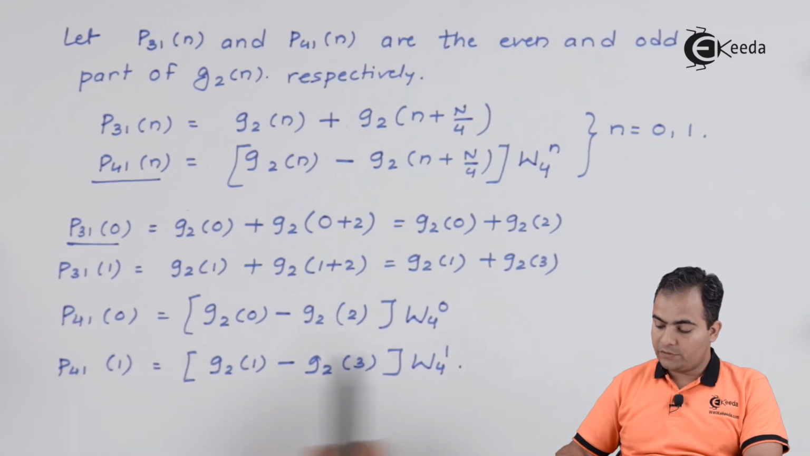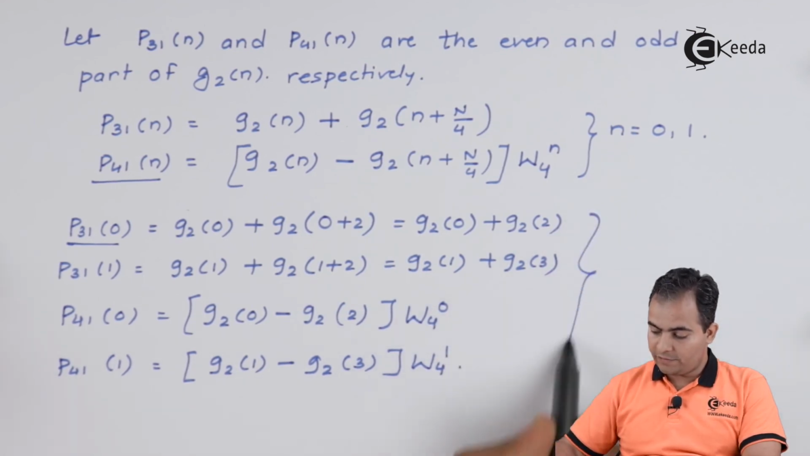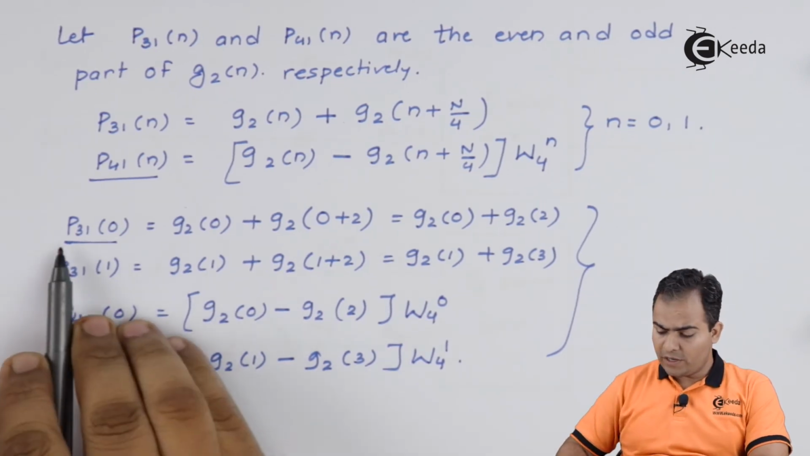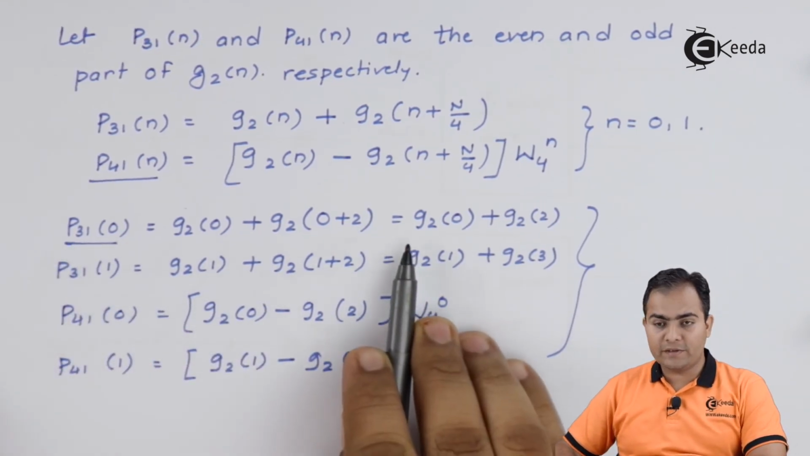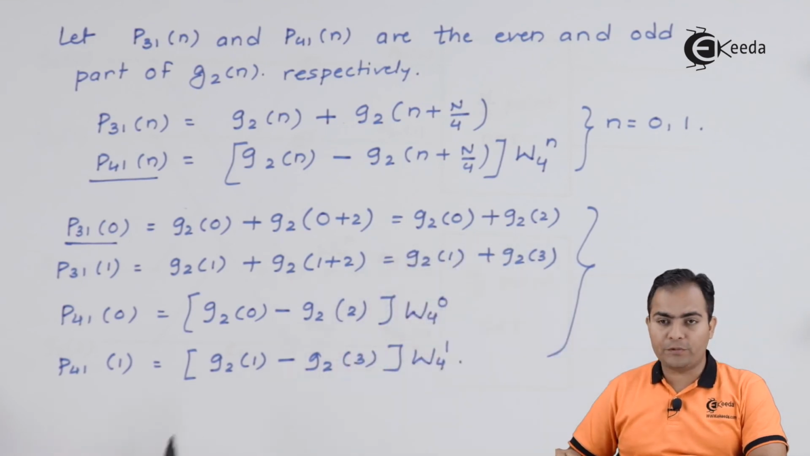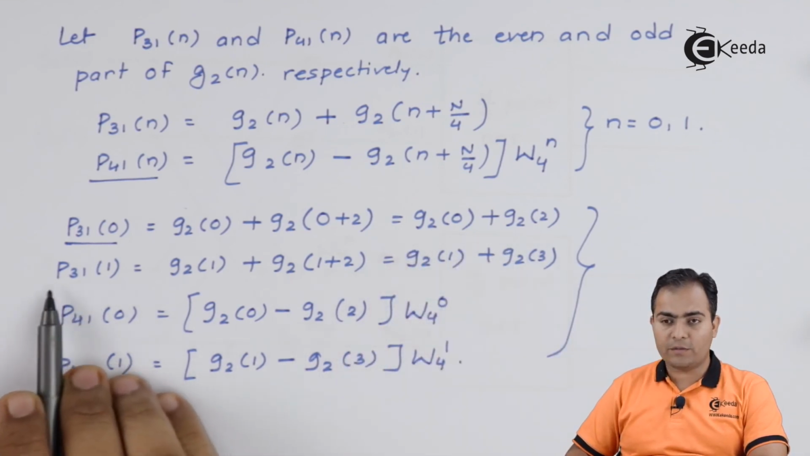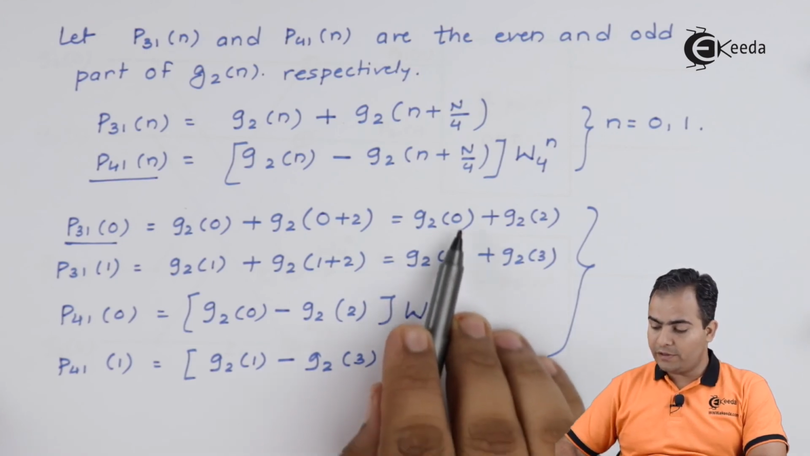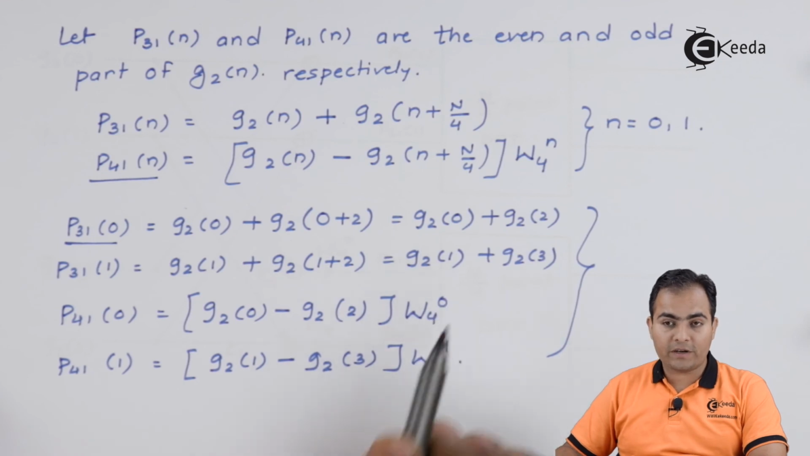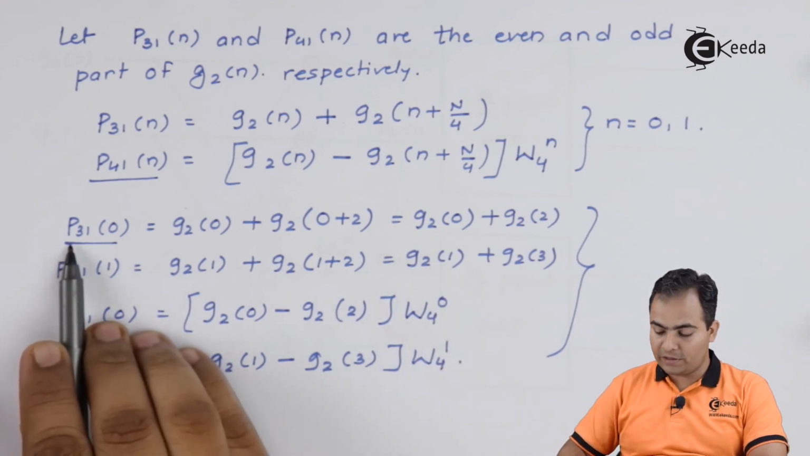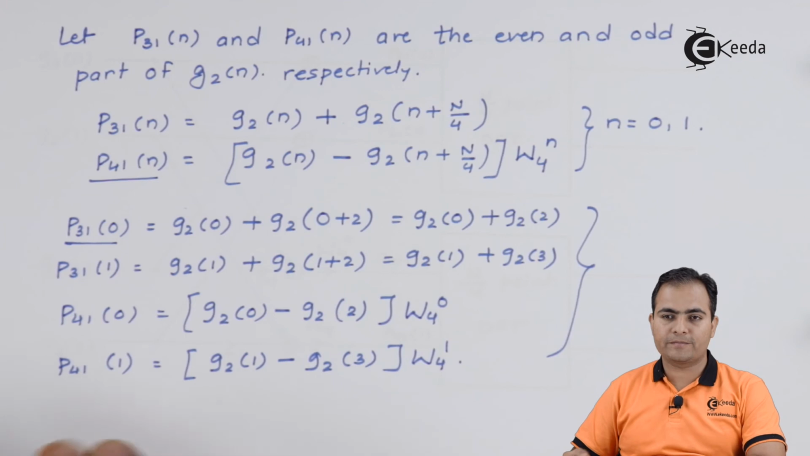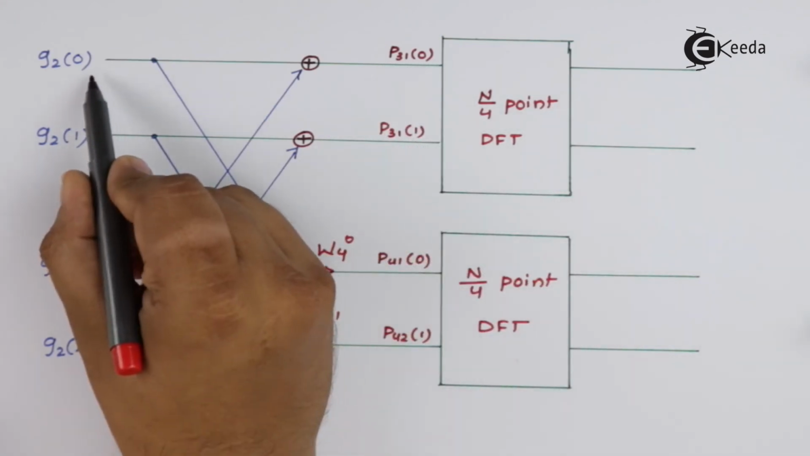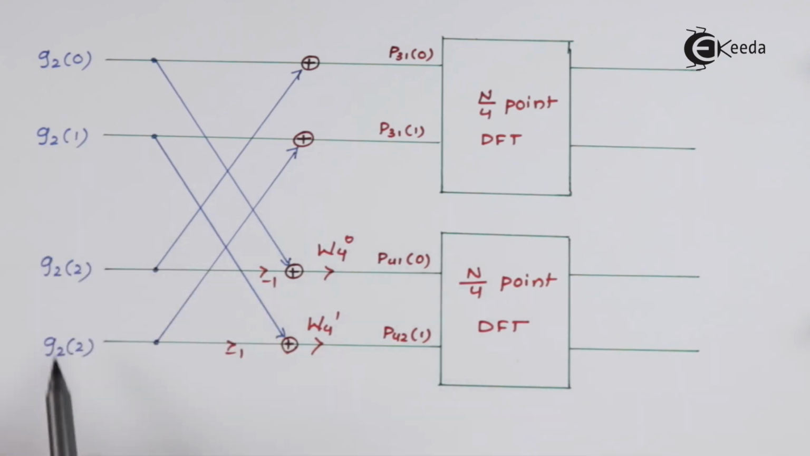So this is the equation. Now we will draw the graph for all these 4 points. Now, how to calculate P3 of 0? As I said, we have to just add G2 of 0 and G2 of 2. Similarly, P3 of 1 can be obtained by just adding G2 of 1 and G2 of 3. So we will draw the butterfly diagram to calculate P3 of 0 and P3 of 1. Now you can get the value of P3 of 0 and P3 of 1 by just adding G2 of 0 with G2 of 2 and G2 of 1 with G2 of 3.